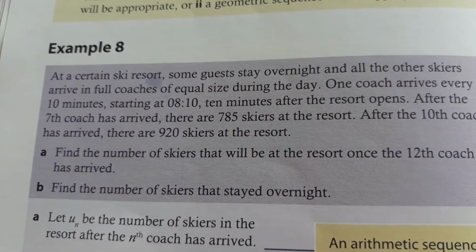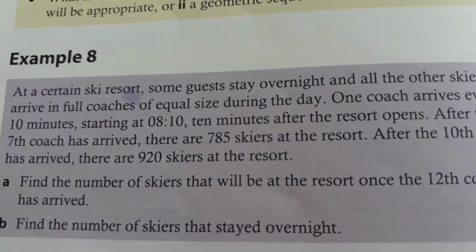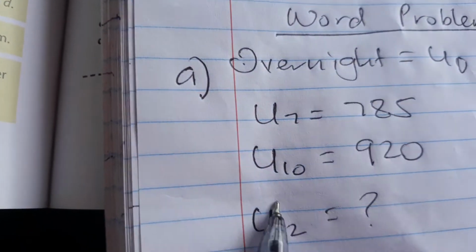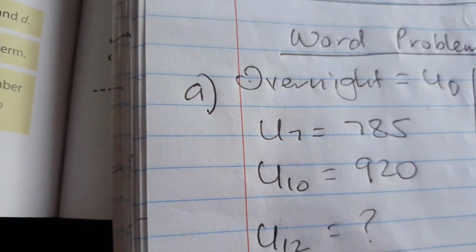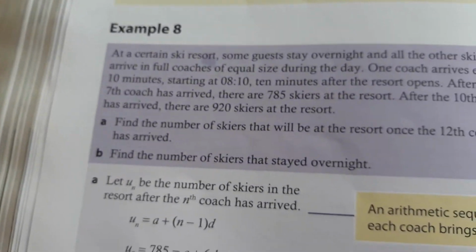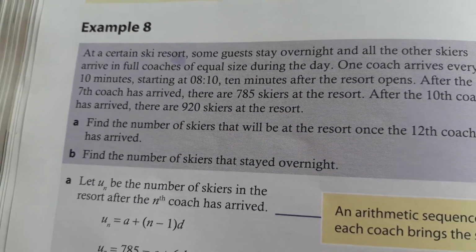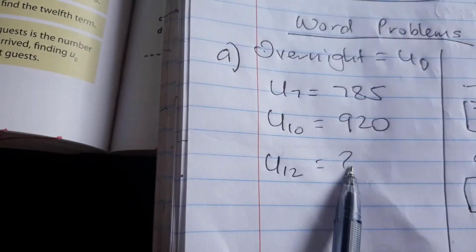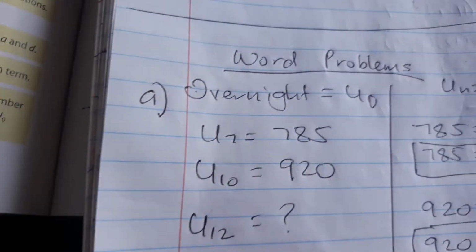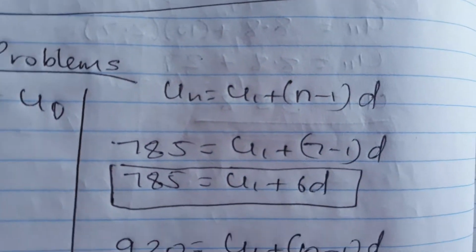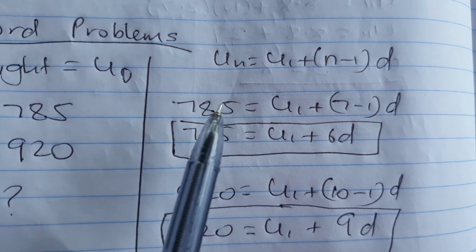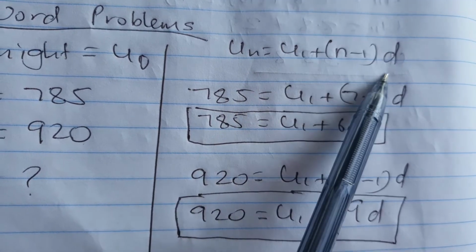After the 10th coach has arrived there are 920 skiers in the resort. So U10 is 920. The question is asking you to find the number of skiers at the resort after the 12th coach. So we have to find our 12th term, U12. Of course I'm using my general term formula. Un is equal to u1 plus n minus 1 into d.